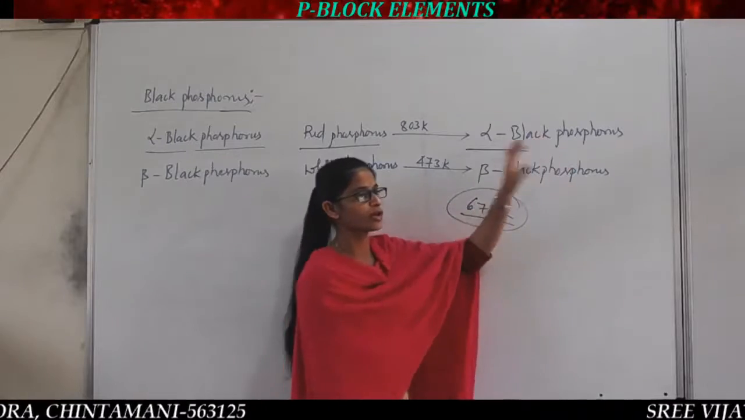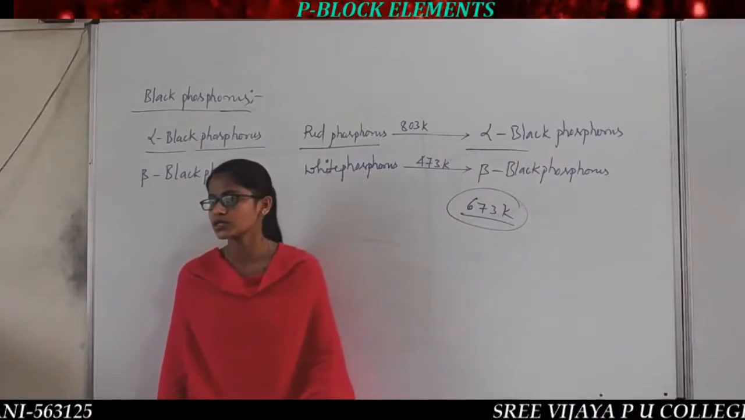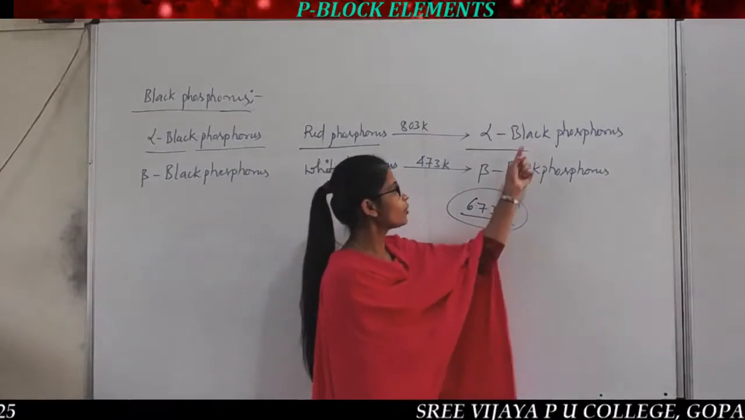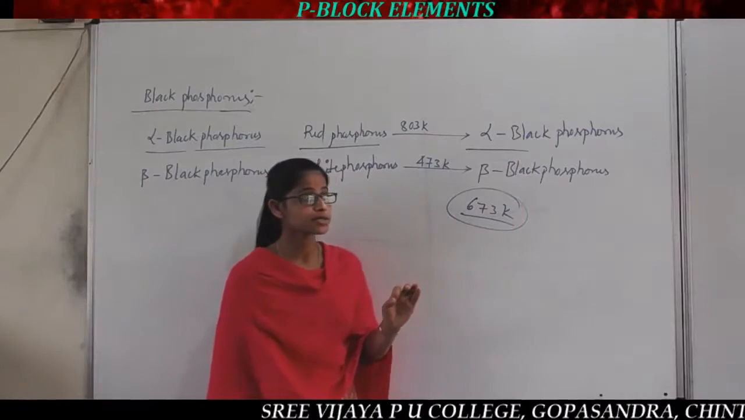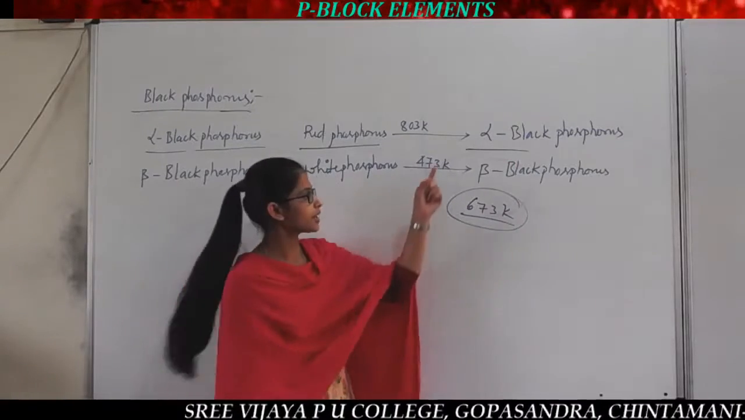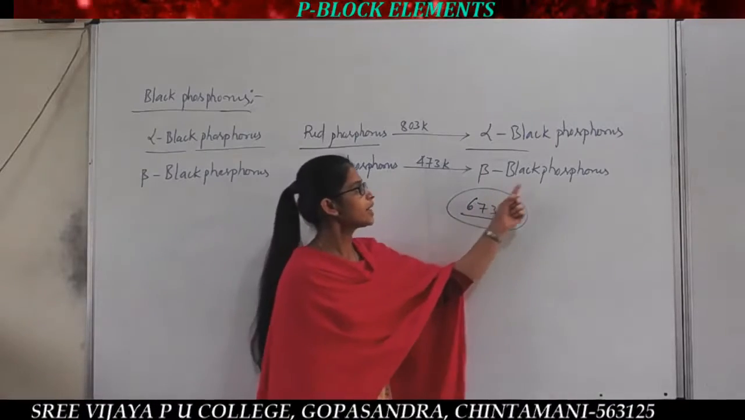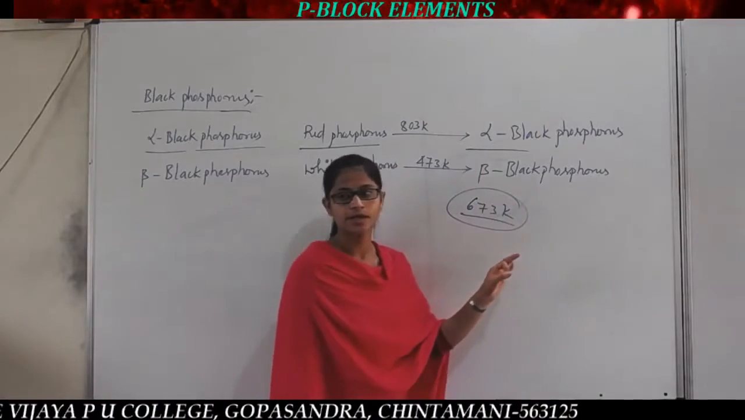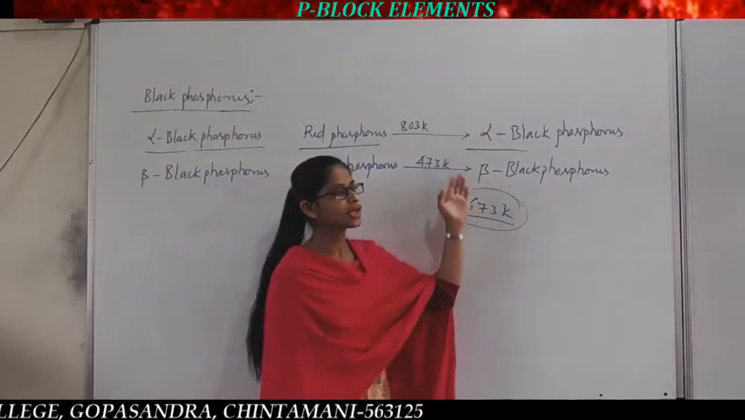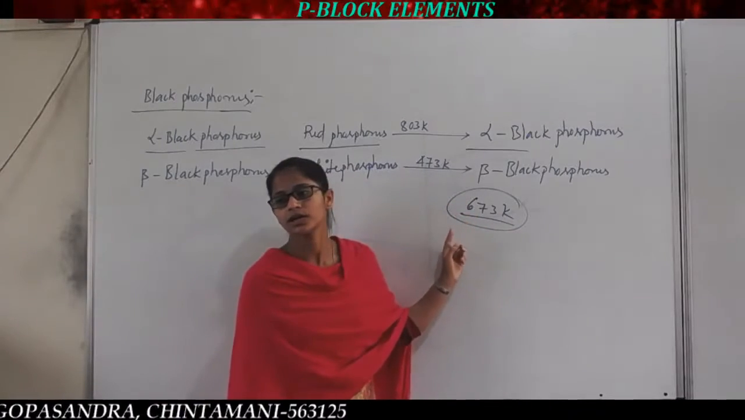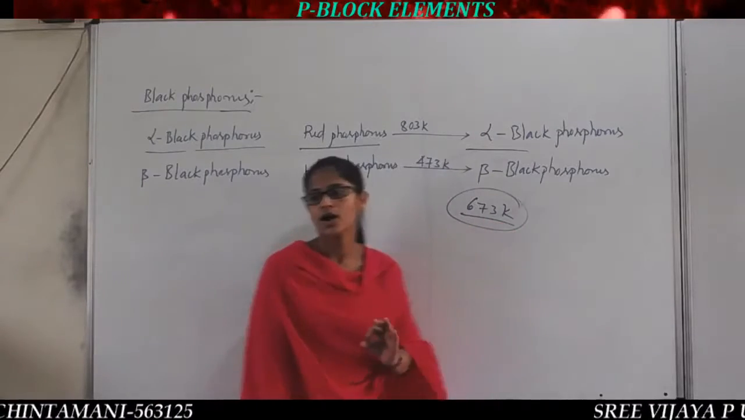It's very important for our competitive exam. White phosphorus readily reacts with oxygen. But both the alpha and beta forms of black phosphorus do not oxidize in air. Alpha phosphorus does not oxidize in air, but beta phosphorus reacts with oxygen only above 673 Kelvin. Up to 673 Kelvin it does not react with oxygen.